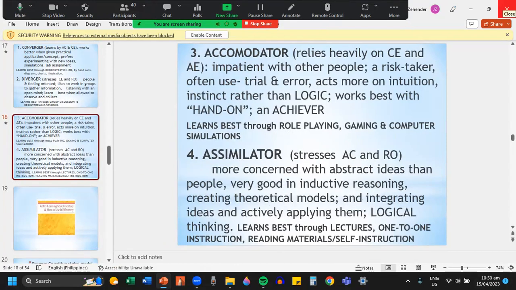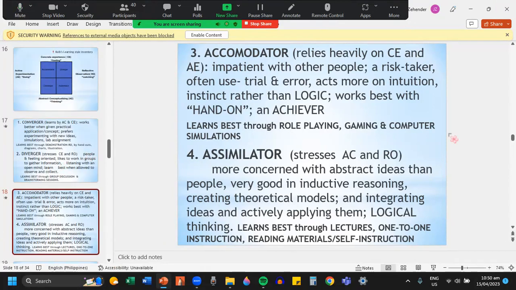Next, we have the accommodator. Itong si accommodator, they rely heavily on concrete experience and active experimentation. So they are impatient with other people. They are risk takers. They often use trial and error. They act more on intuition, instinct rather than logic, and they work best with hands-on. So in short, super achievers sila.